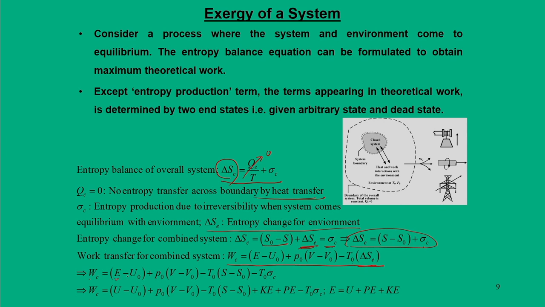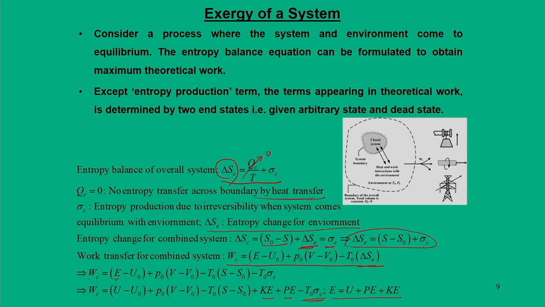Now, let us see what this E is. E is nothing but a combination of U plus potential energy plus kinetic energy. That means internal energy, potential energy and kinetic energy. Now, when I put this expression here, finally we land at the exergy of the system, which has terms like U minus U_0 plus P_0 into V minus V_0 minus T_0 into S minus S_0 plus kinetic energy plus potential energy, and towards the end we have the term T_0 sigma_C, and this T_0 sigma_C is nothing but the entropy production due to irreversibility.